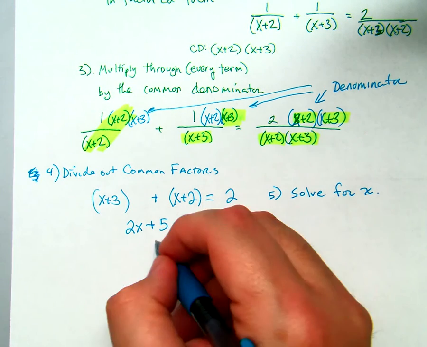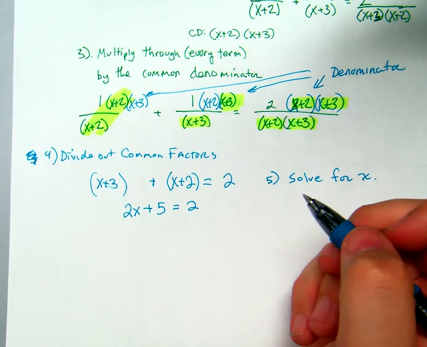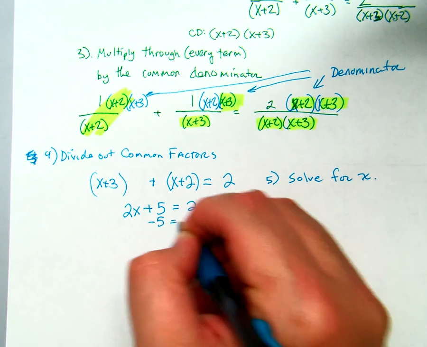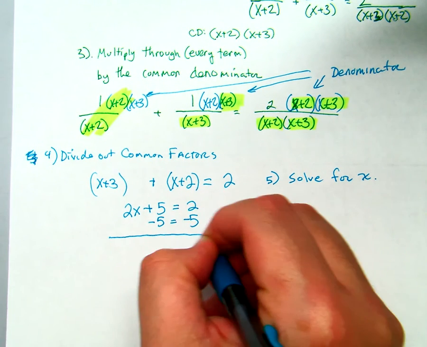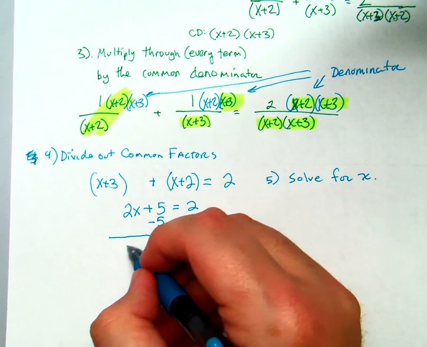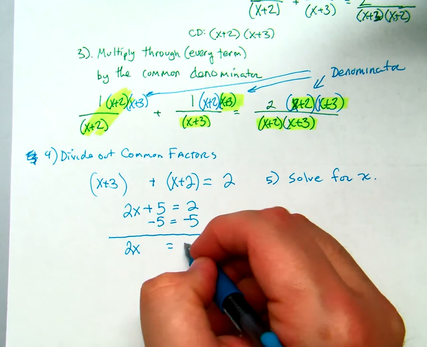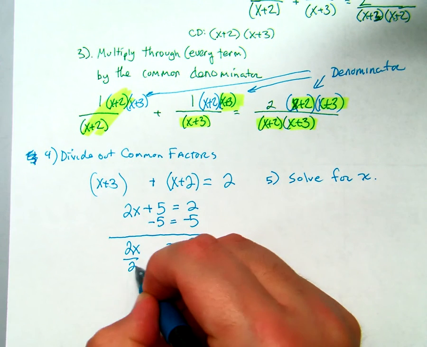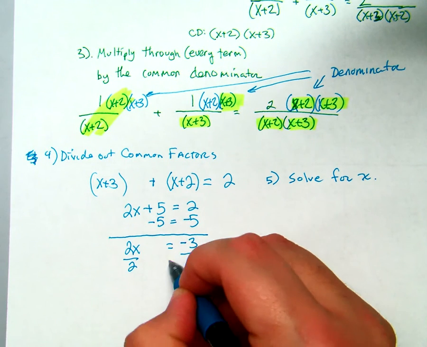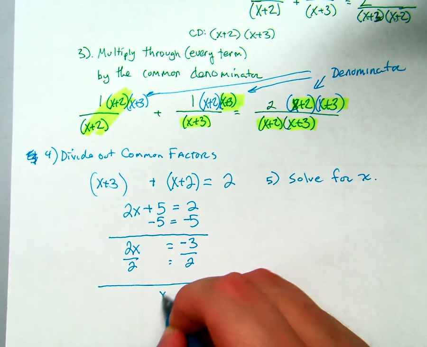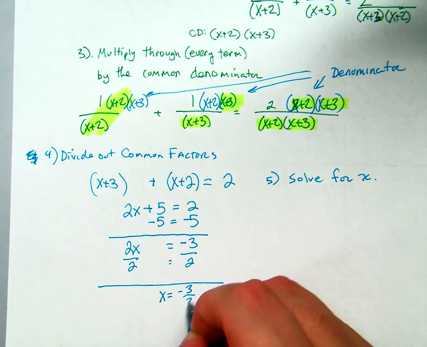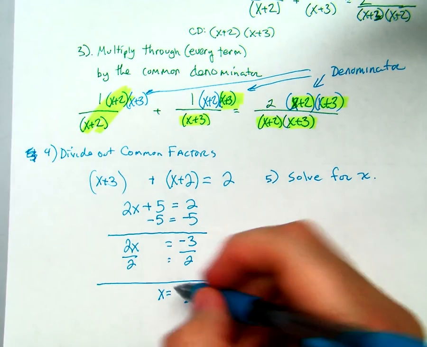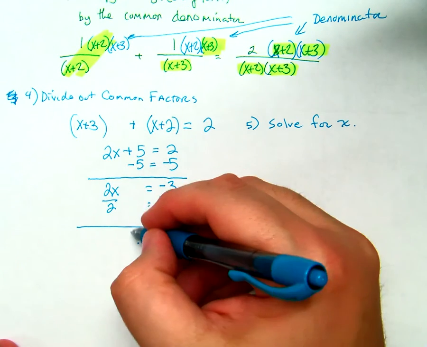Now what do I have to do? Change 5 to the other side. Subtract 5 from both sides. So I'll get 2x is equal to negative 3. Divide both sides by 2. x is equal to -3 over 2. So I got my answer as x is equal to -3 over 2.